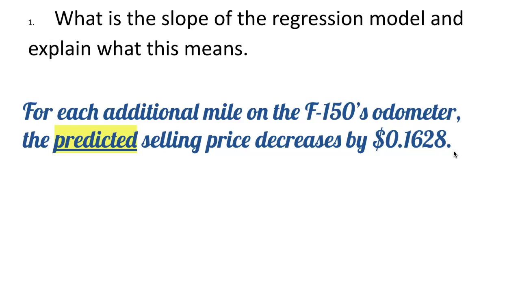What does the slope mean? Well, the slope is, for each change in your x value, how much does that y change? So I kind of start with the denominator. For each additional mile on the F-150's odometer, the predicted selling price decreases by this much. Decreases because the slope was negative.